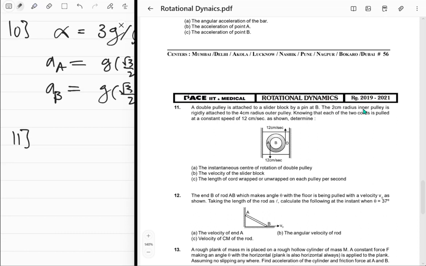Okay, the 2 centimeter radius inner pulley is rigidly attached to the 4 centimeter radius outer pulley. This is 2 centimeter, that's 4 centimeter. Knowing that each of the two cords is pulled at constant speed, 12 centimeter per second, as shown.